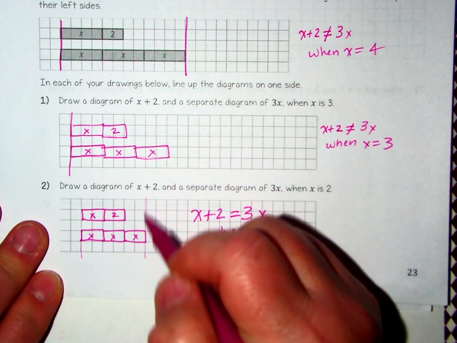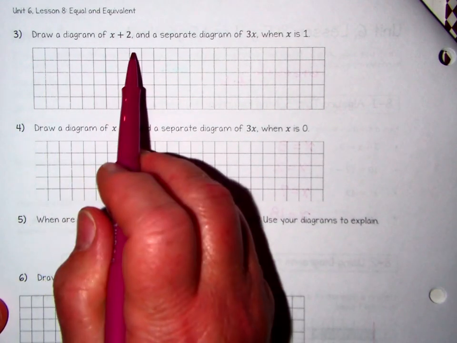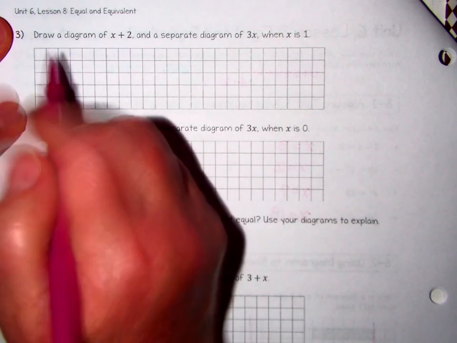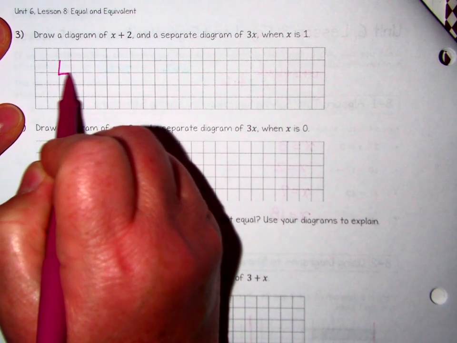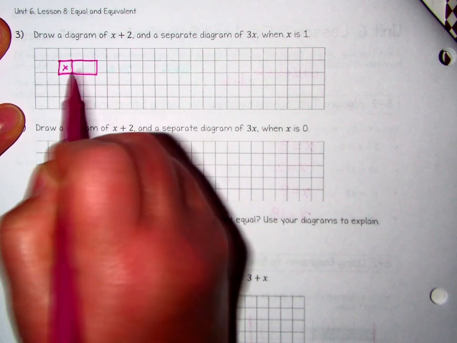If they were equal, they'd be lined up on the right side as well. Okay, let's go to the next page. And we're going to continue. Draw a diagram of x plus 2 and a separate diagram of 3x when x equals 1. So this time, x is just going to be one box. So there's x, and there's the plus 2.